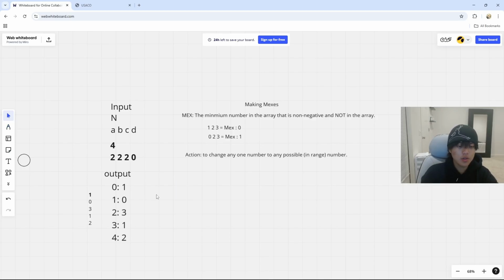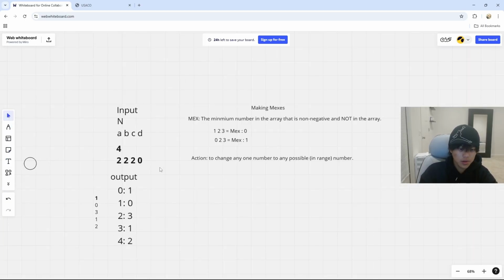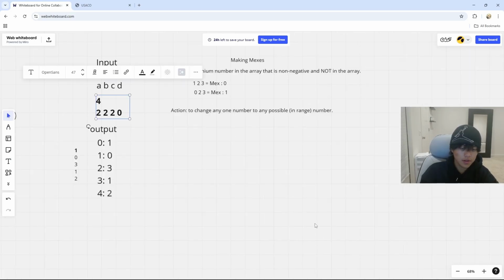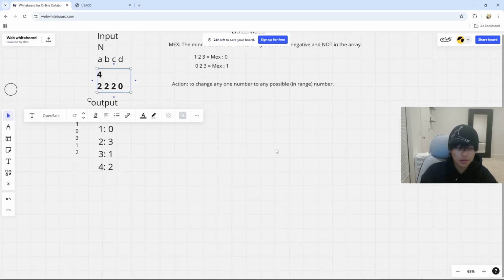All right, so now we went over how to get 1, right? How do we get 0 though? So we're given again 4 2 2 2 0. I'm going to move this over here. Let's go down here.